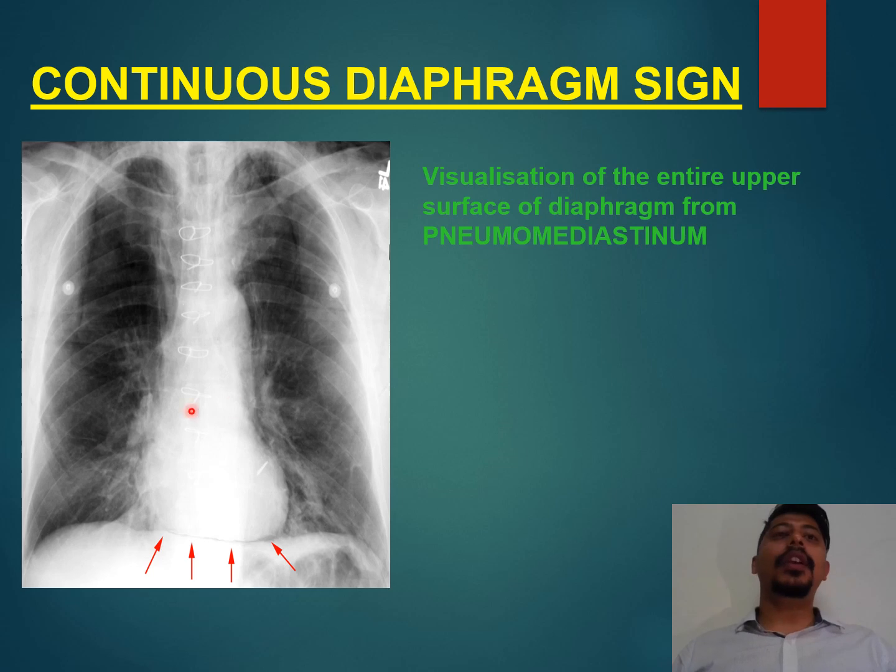Continuous diaphragm sign, that is the visualization of the entire upper surface of the diaphragm from the pneumomediastinum, because the air, which we can appreciate as this thin linear air covering the pericardium, is extending to the upper surface of the diaphragm. So because of that air, we can appreciate the continuous diaphragm sign seen in the pneumomediastinum.